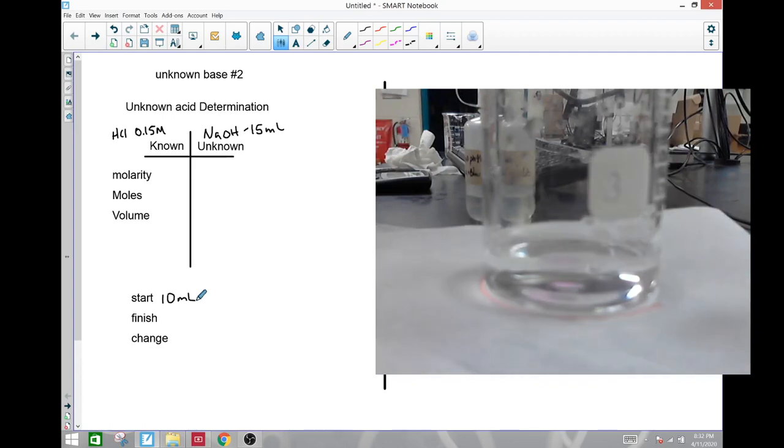Sufficiently clear. My new volume is 15.2 milliliters. This guy is 15.2 milliliters. All right. Thank you very much. Solve for the concentration of the base.